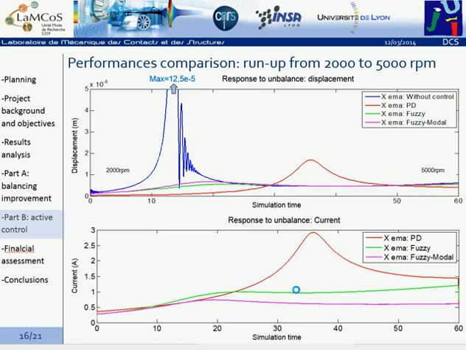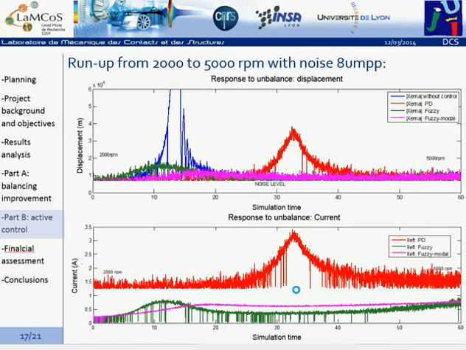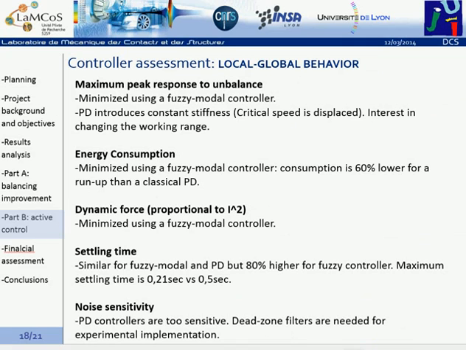What we have to do also is introduce the influence of real noise. In this case, the noise identified experimentally is 8 micrometers peak to peak, and we can obtain similar tendencies as we noticed before. Nevertheless, we can also remark that the PD controller shows a high sensitivity to noise.